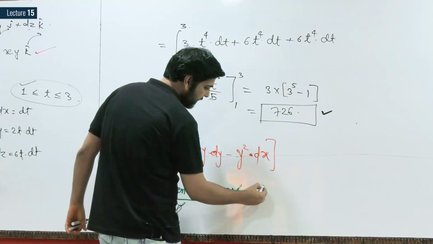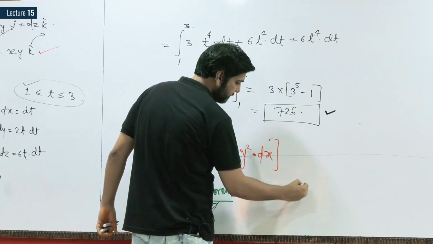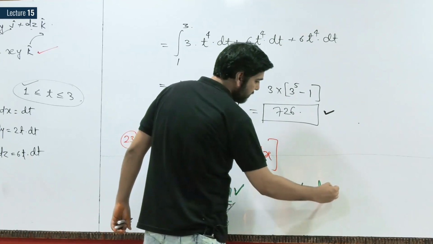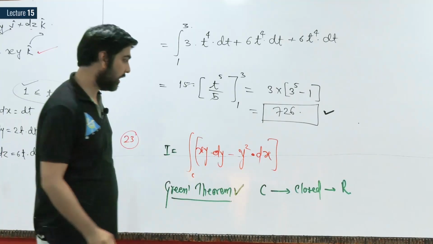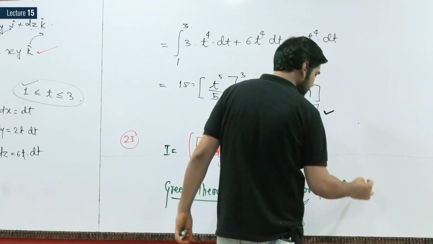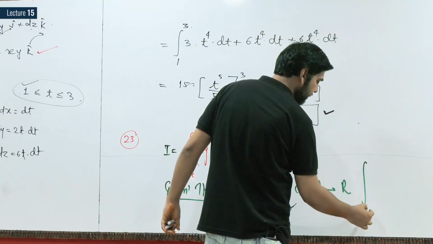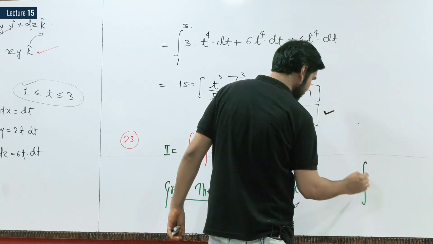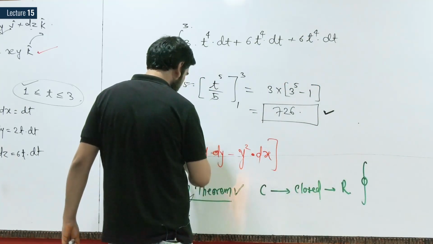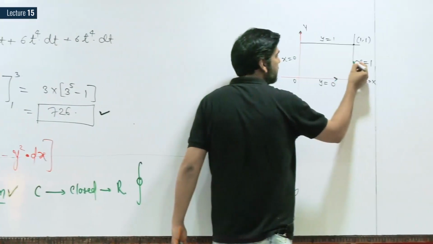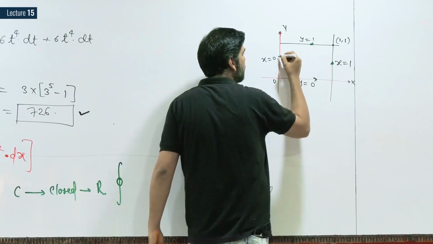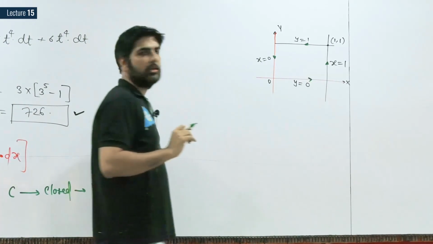If any closed curve C forms the region R, then the line integral, I am writing here, must be a closed line integral. You are getting my point? See, it is the closed line integral. There is no problem at all.